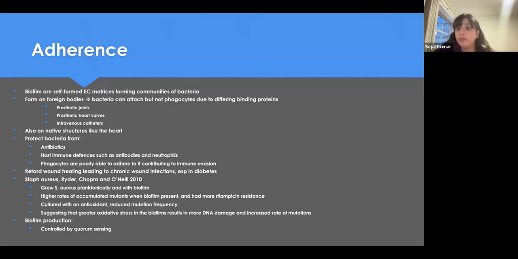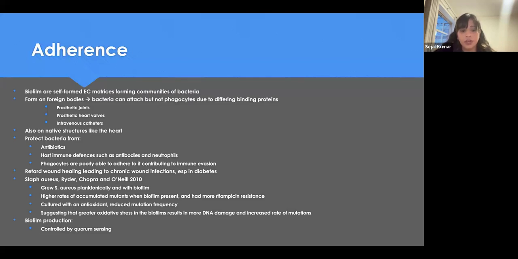They can form on foreign bodies as well. This is really beneficial because phagocytes can't attach because of different binding proteins. They can form on prosthetic joints, heart valves, intravenous catheters, and this really helps them evade the immune system because phagocytes can't bind to those either. They can also be found on native structures like the heart. So basically, they protect bacteria from antibiotics and immune defenses, as we've talked about before, and phagocytes are poorly able to adhere to them, contributing to immune evasion.